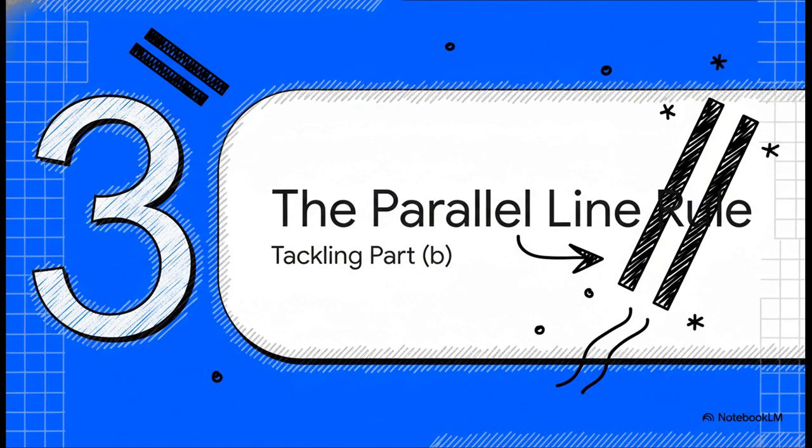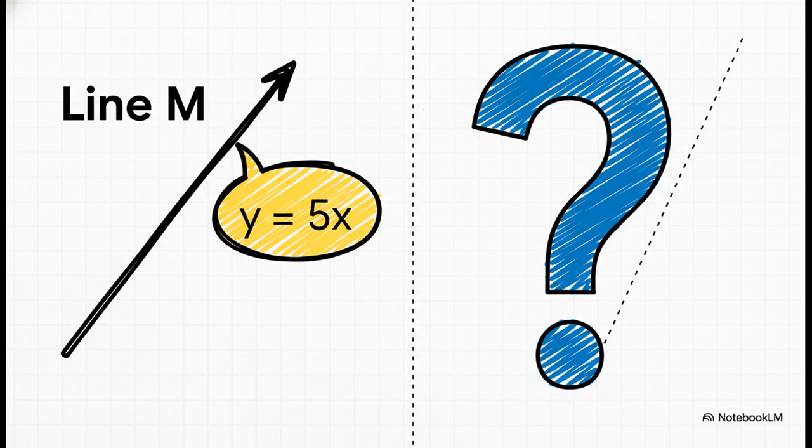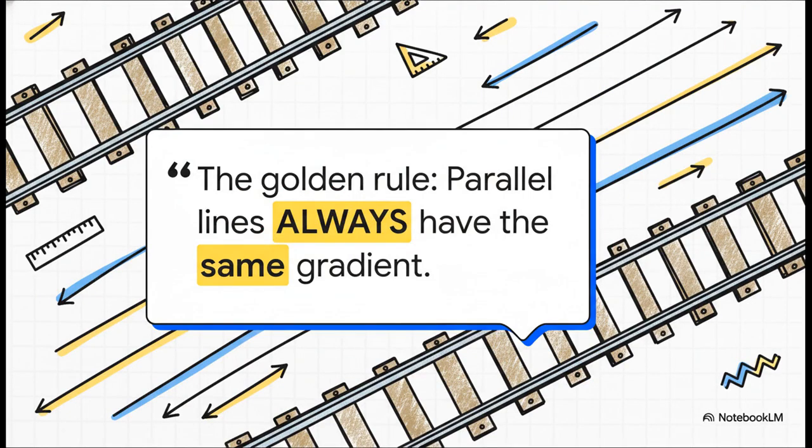This next bit builds on what we've just learned about gradients, but it introduces a new idea, parallel lines. So the question gives us a totally different line called m, and its equation is y equals 5x. Our job is to write down the equation of any straight line that is parallel to this line m. Now listen up, because there is one simple golden rule you absolutely have to remember here. Parallel lines are like train tracks. They run alongside each other forever and never ever meet. And for that to happen, they have to have the exact same steepness. In other words, they always have the same gradient.